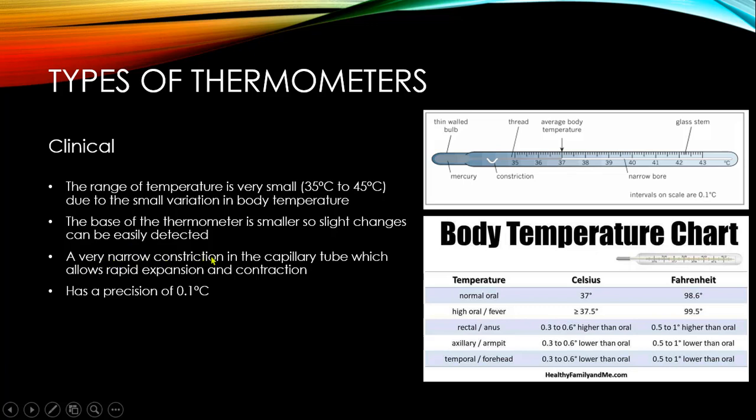A very narrow constriction in the capillary tube allows rapid expansion and contraction. So this constriction here allows this expansion to take place more precisely and more quickly. And it has a precision of 0.1 degrees Celsius, because 0.1 degrees Celsius is actually a big difference when it comes to fevers. So if you look at the chart here, we're only looking at Celsius, don't worry about the Fahrenheit, right? So a normal temperature of your body is 37 degrees Celsius, and this is a high fever, about 37.5. And these are the different places where you can place the thermometer to measure the body temperature.